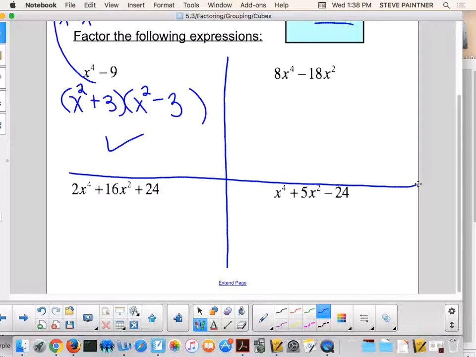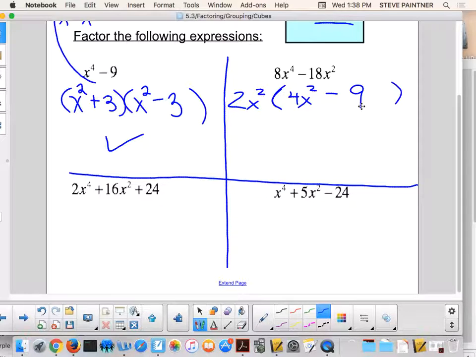Faith, GCF is what? 2x squared, okay? What's left, Faith? 4x squared minus 9. Agree or disagree? Agree. Okay. But you can keep looking inside. You can keep going. Can you keep going? Yes.